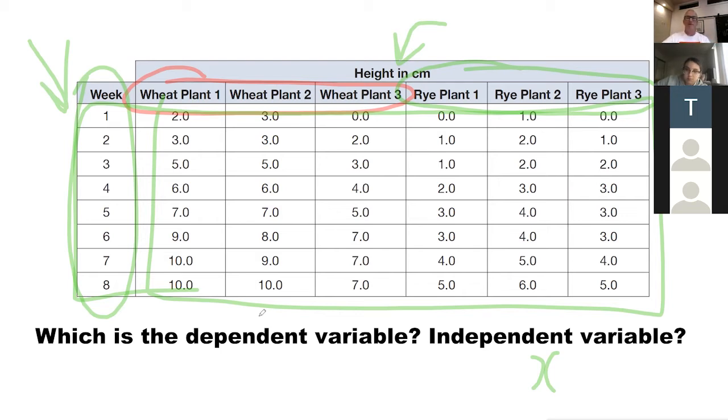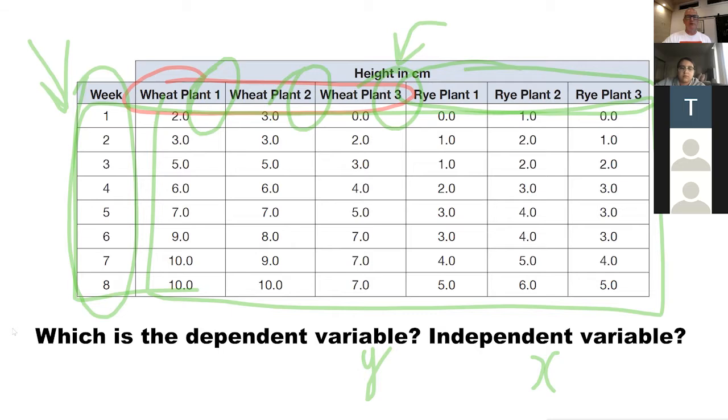So the dependent variable is the height, and that will go on the y-axis. And then basically what we're going to see is we're going to look at the data when we plot it and see, is there a difference between 1, 2, and 3? And we might also want to look, is there a difference between the growth of the wheat plants and the growth of the rye plants?